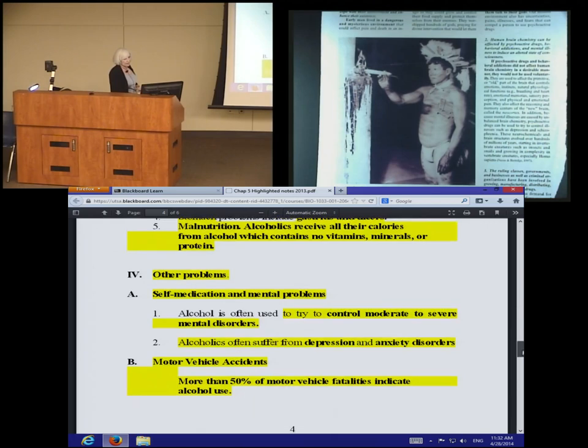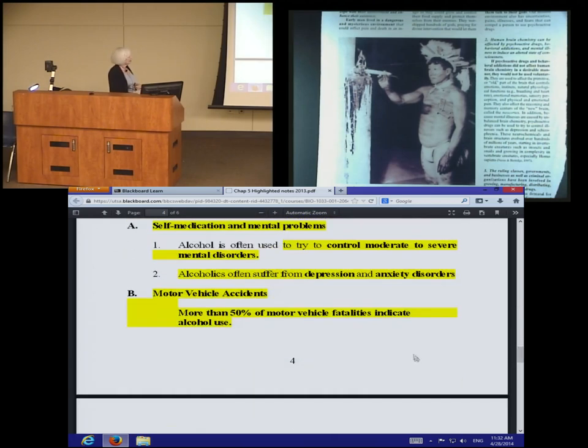All right, motor vehicle accidents, a big issue in Texas. 50% of motor vehicle fatalities indicate alcohol use. Sometimes it's the victim who died, sometimes it's the person who creates the accident, but they're impaired when it happens.